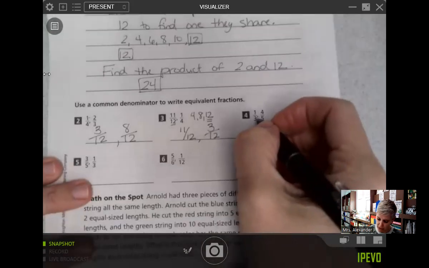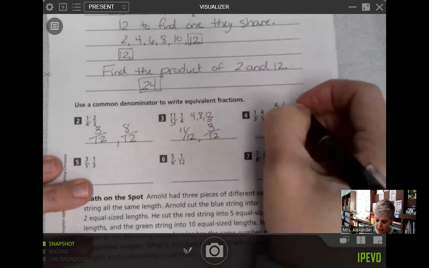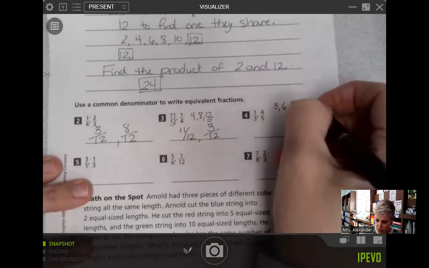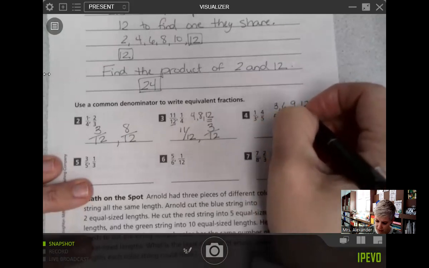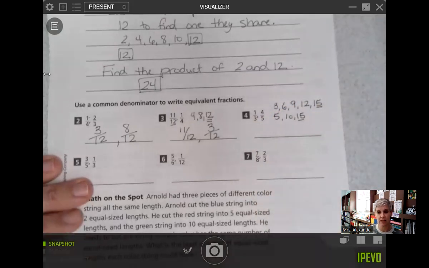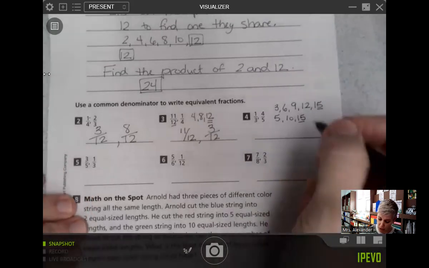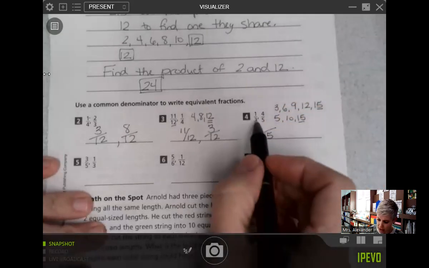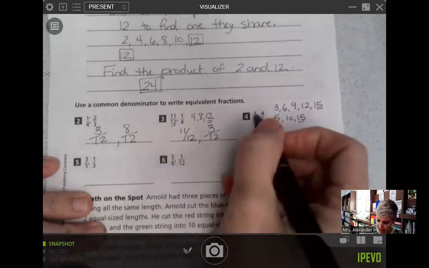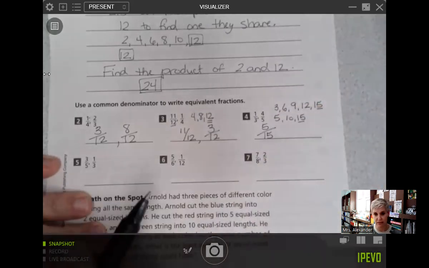Continuing on, I have thirds and fifths. I'm going to list out my multiples this time. 3, 6, 9, 12, 15, 5, 10, 15. Ding, ding, ding. We can stop right there with our multiples of 5 because we have a common or shared multiple. Sorry. So we're going to use 15 for our denominator. 3 times 5 is 15. 1 times 5 is 5. 1/3 is equal to 5/15.